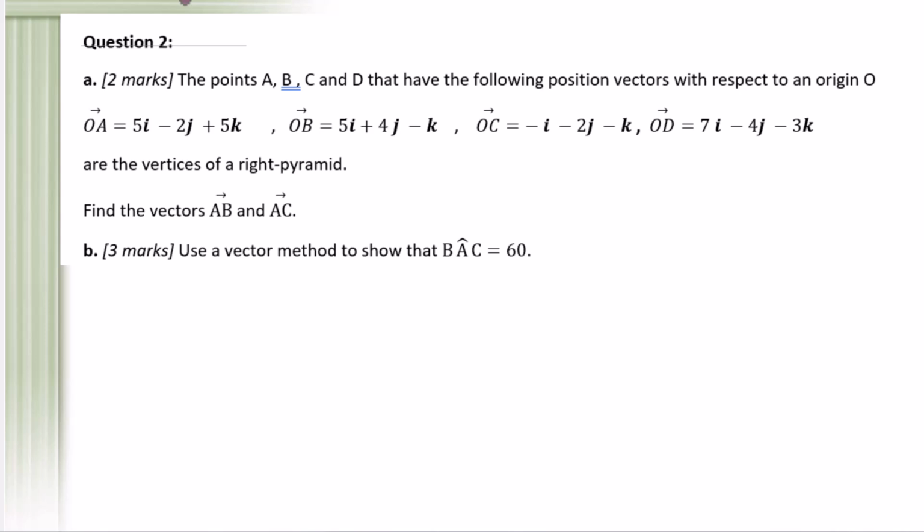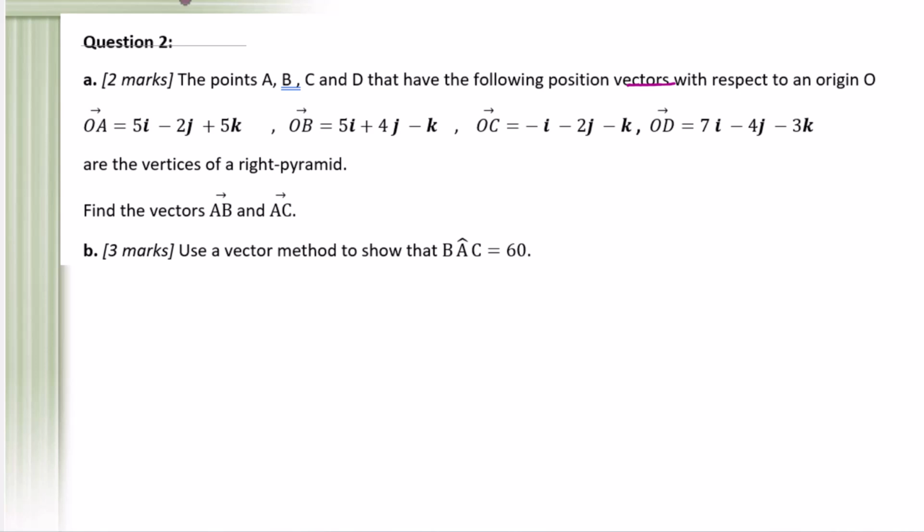The points A, B, C, and D that have the following position vectors with respect to an origin O are the vertices of a right pyramid. Find the vectors AB and AC.